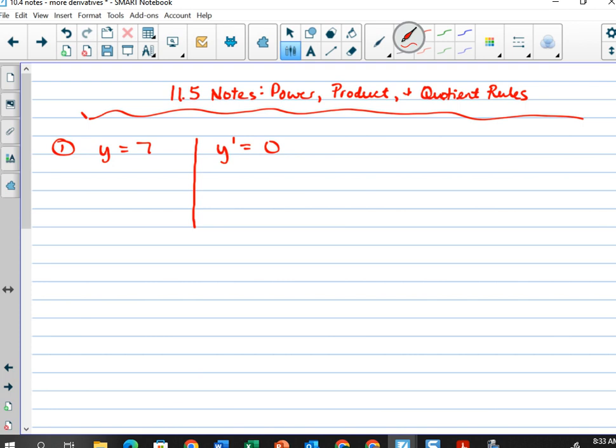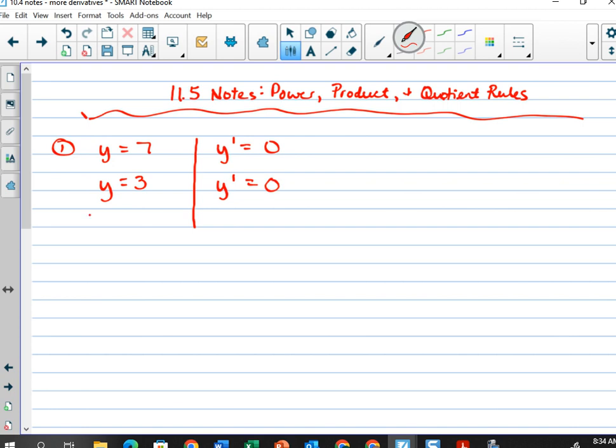Y prime is the first derivative. So the derivative of this function is 0. I could say y double prime, that's second derivative. We'll get to that stuff in skill 12, usually, most of it. Okay, let's start again. Let's say y equals 3. What do you think the derivative of that's going to be?